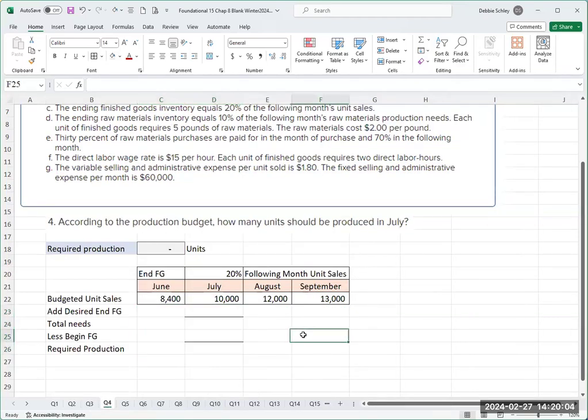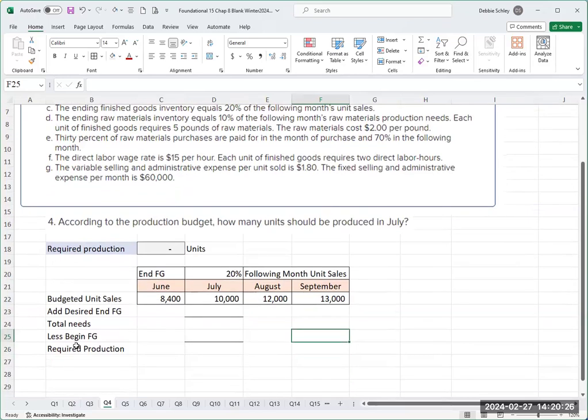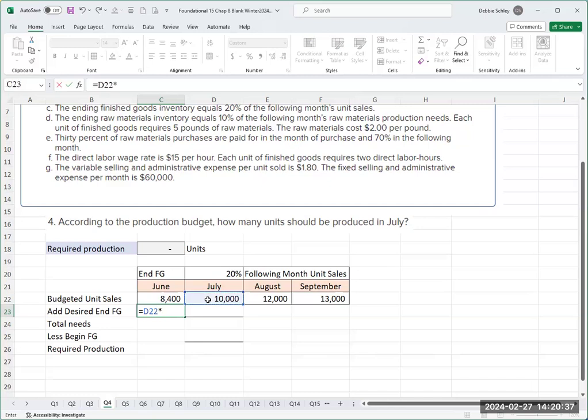Question 4, required production. Okay, according to the production budget, how many units should be produced in July? Well, let's see. They told me in C, the ending finished goods inventory equals 20% of the following month's unit sales. So I have my little production budget labels here. And for June, I'm just going to figure out the desired ending finished goods. So that's going to be the 10,000 July times the 20%, right? That's my desired ending finished goods. That's what was given in C.